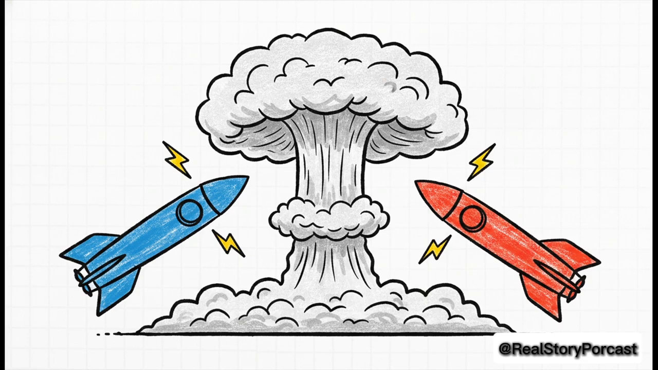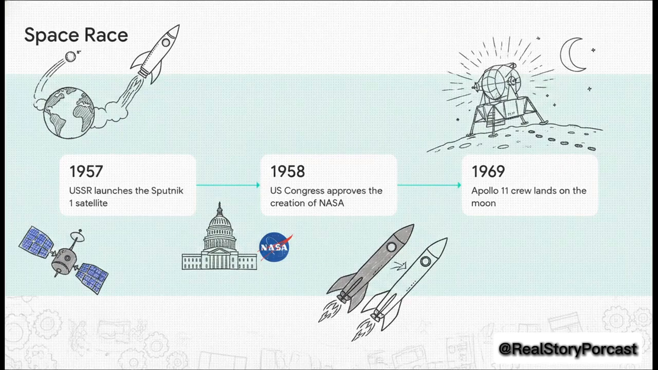It fundamentally altered international diplomacy and redefined military strategy, with the looming threat of mass destruction locking the US and the USSR into a decades-long struggle for global dominance. Let's move on and see how this builds into the space race, because this intense military rivalry didn't just stay on Earth. In 1957, the USSR launched the Sputnik 1 satellite.